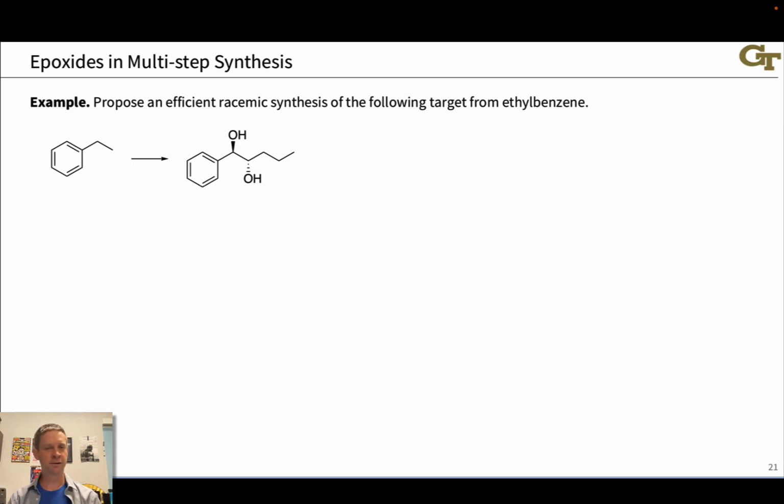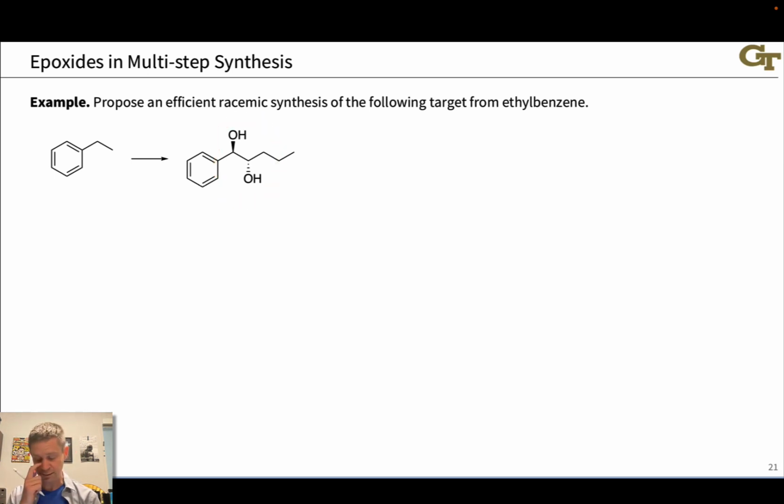Well, I think here it helps to think retrosynthetically, and this is good advice for breaking down multi-step synthesis problems into manageable chunks. Start with the target and ask yourself, what functional groups are in this compound, and do I know how to make them somehow in just one step, going back to some other kind of organic molecule? And the answer is yes.